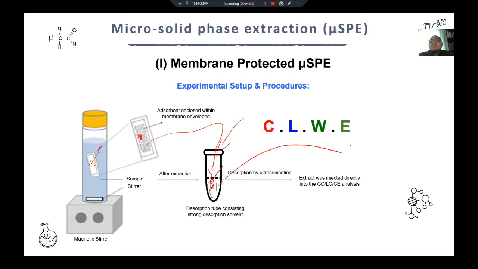and then the solvent we can undergo analytical analysis, for example by gas chromatography, liquid chromatography, or capillary electrophoresis. Okay, so that is how it works.